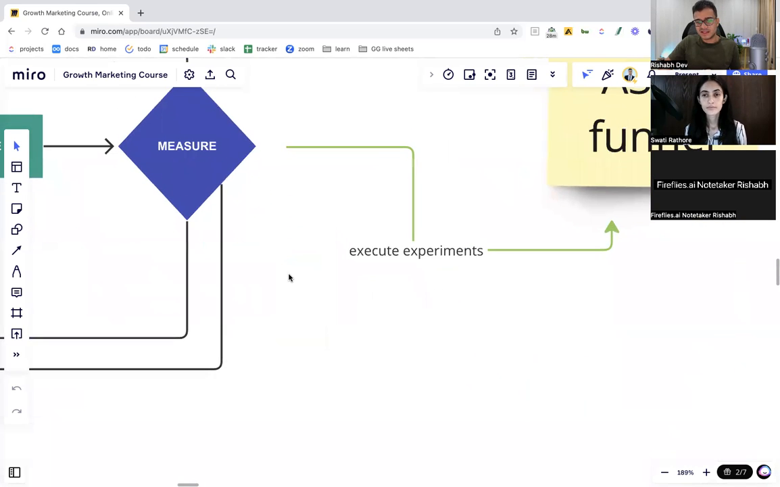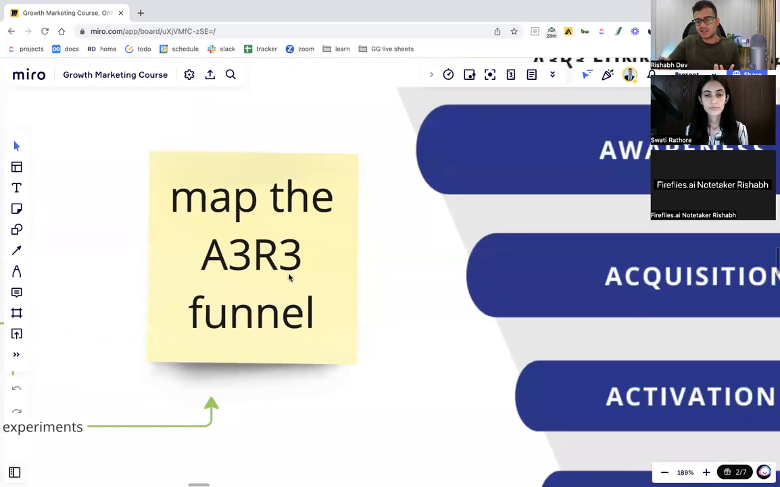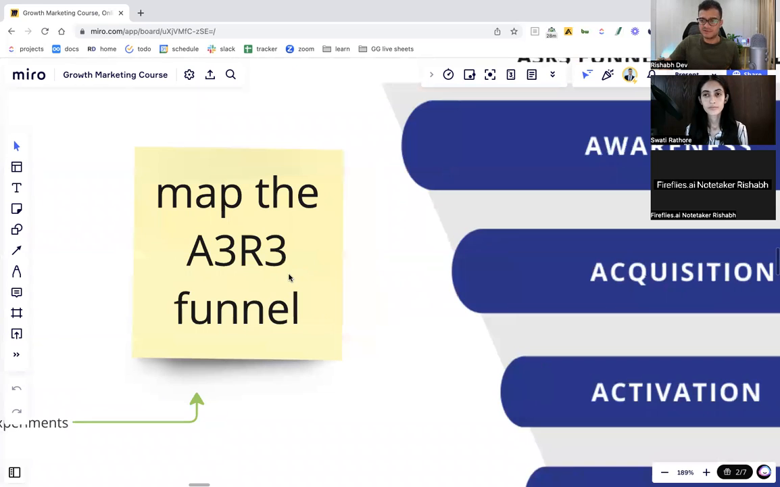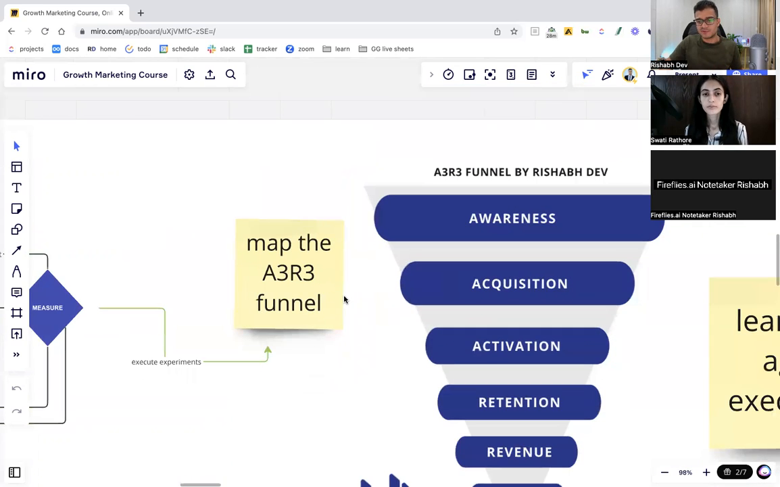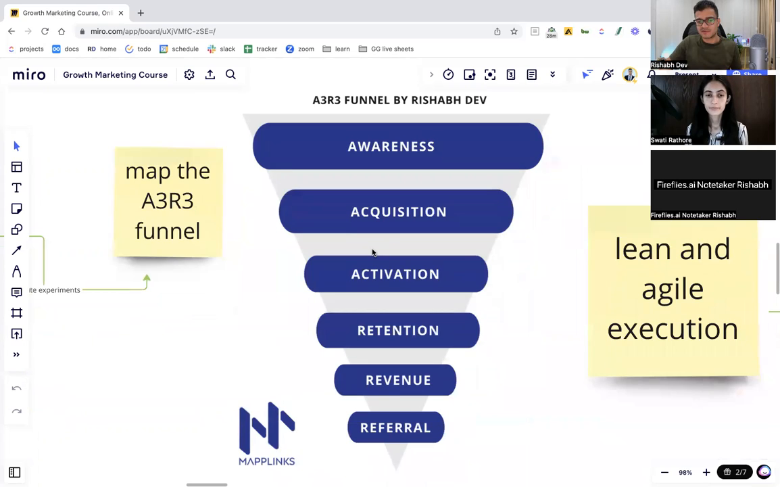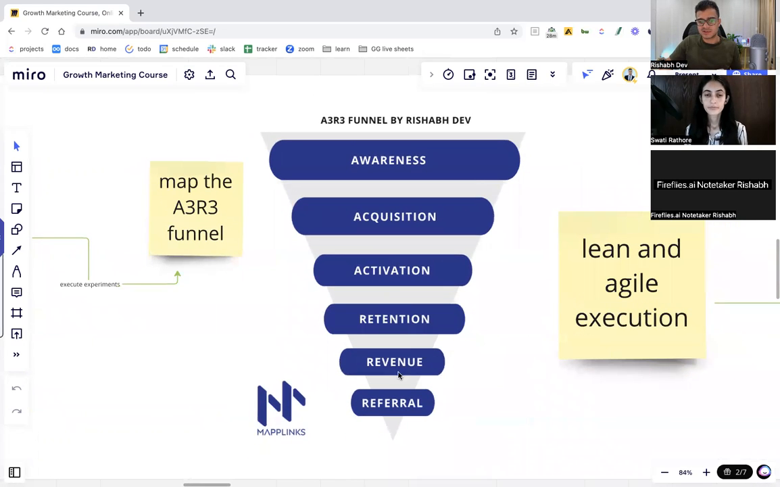So the first thing that I suggest when you execute an experiment is to map it to the A3R3 funnel, right? If you recall, our A3R3 funnel is awareness, acquisition, activation, retention, revenue, and referral. I'll give you a few experiments and then tell me what you think, which stage of the funnel it ranks on. Okay.